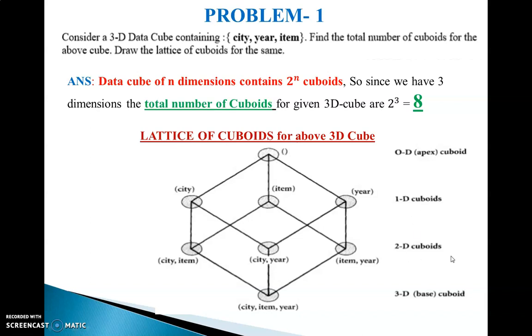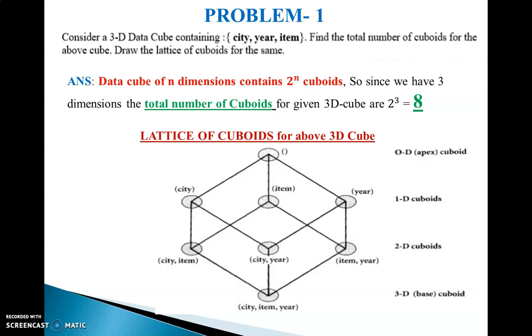Then we come to 2 dimensions: city and item, city and year, and item and year. These are the 3 2D cuboids. And then the final cuboid, which has all 3 dimensions, that is 3D, is called the base cuboid. This is how we draw the lattice of cuboids. If you draw this diagram and write this, you will get 5 marks. It is asked for either 4 or 5 marks.